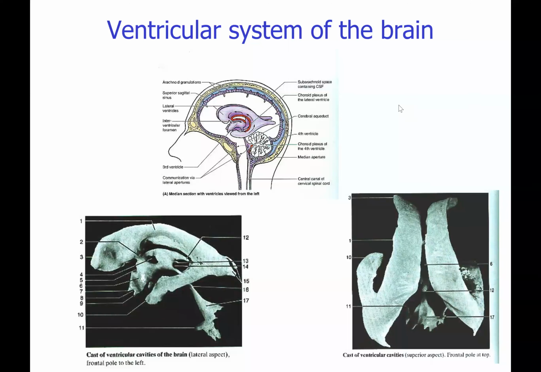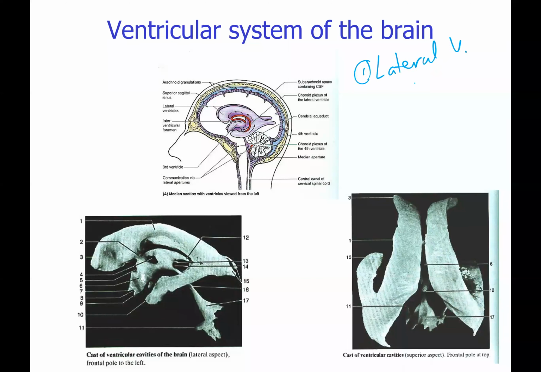Now, the ventricular system of the brain is a totally different topic. We were discussing the substance of the brain. The ventricular system is a system of cavities inside the brain, in the cerebrum as well as in the brain stem. You have three or four main components.